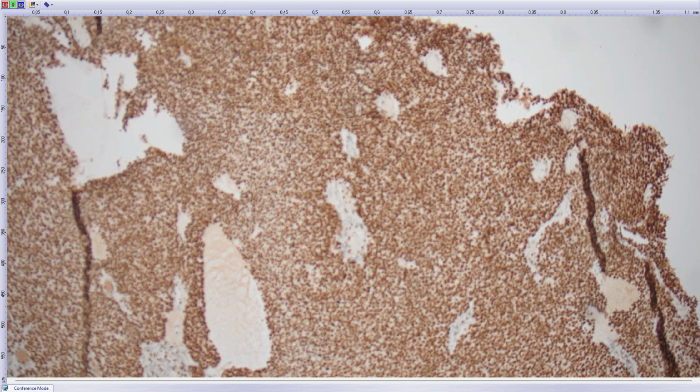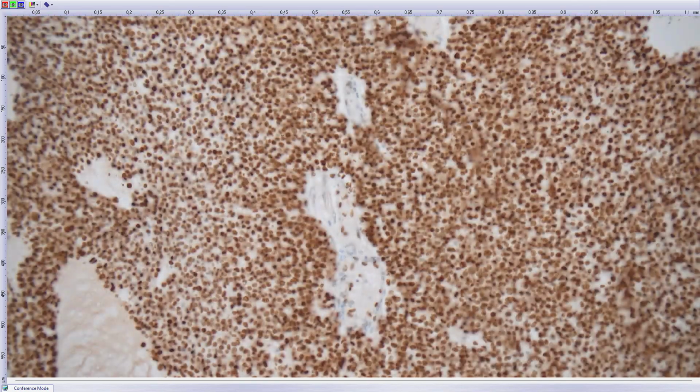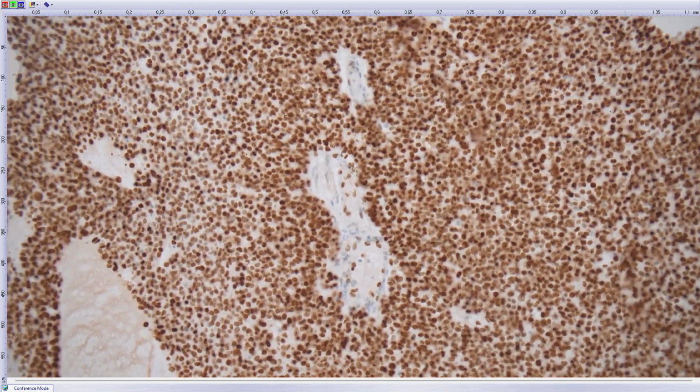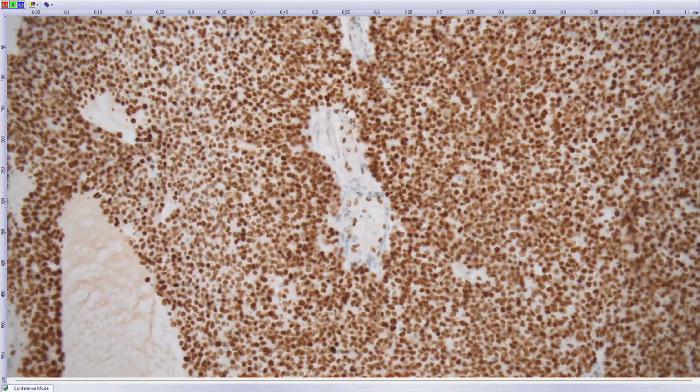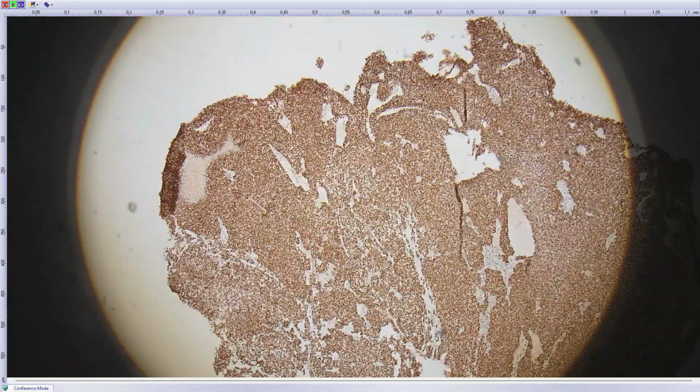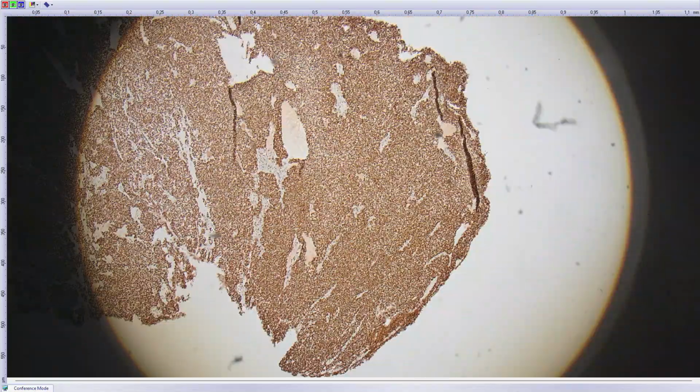One more thing for which SOX17 is good is endothelium and vascular neoplasms. You can see here the endothelium stains nicely as well, and it's a nuclear marker, so it's easy to read. So SOX17 is also a pretty good vascular marker, apart from being a good marker for GYN origin.